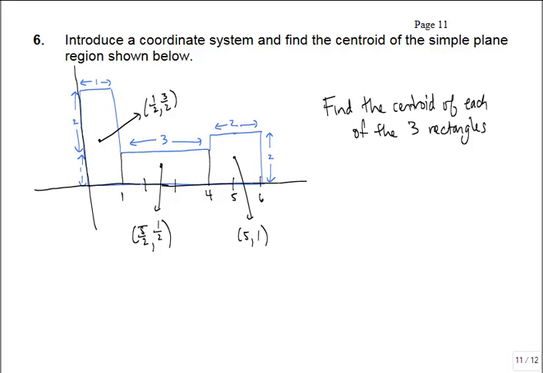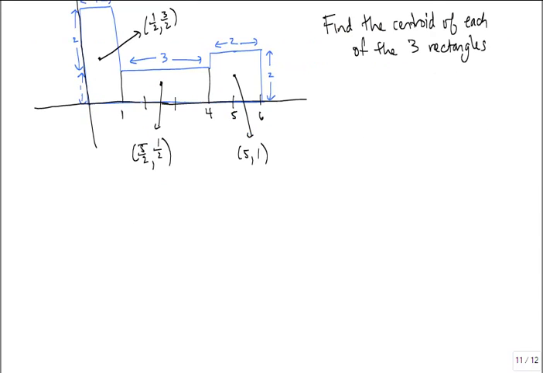Now to get the centroid of the entire region altogether, we're going to need to consider areas as well, and that's what we've been doing in the last few examples. We always took those moments and divided by the areas. So let's find the area of our three different regions as well. So our area of the region will just be the area of each of our three rectangles.